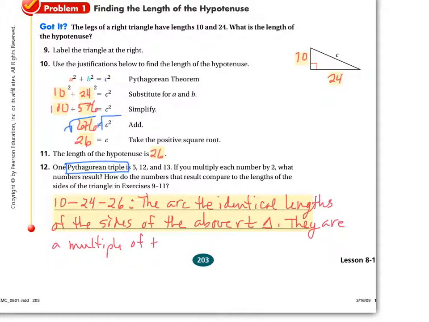And then I want you to put in here that they are a multiple of the base or basic Pythagorean, short for Pythagorean triple, of 5, 12, 13.